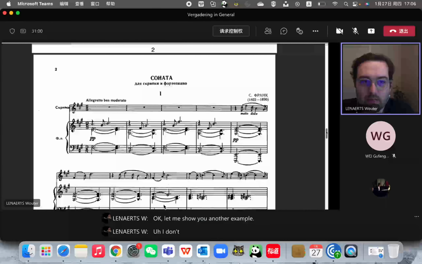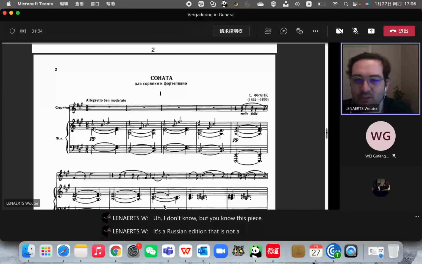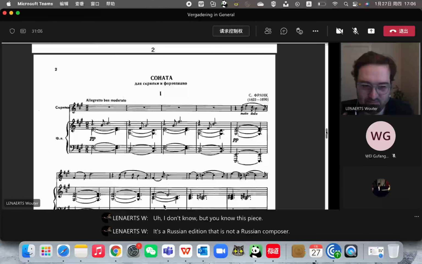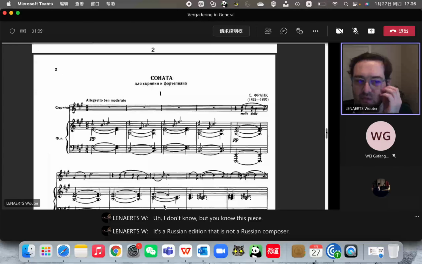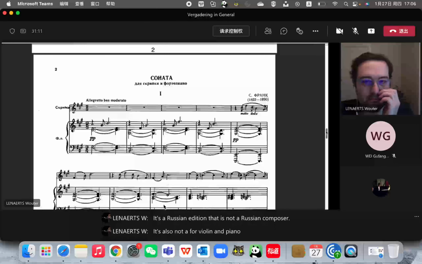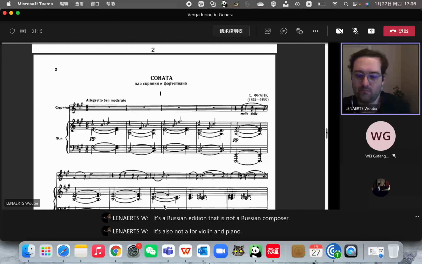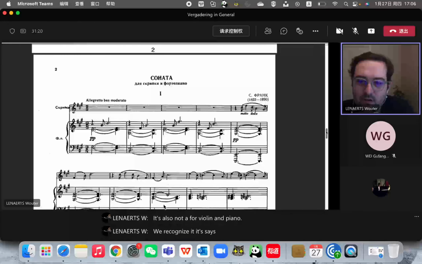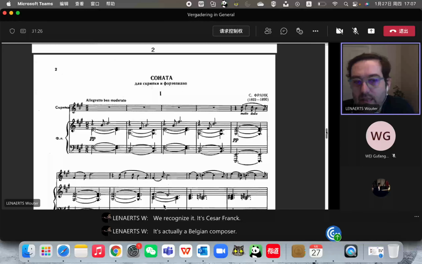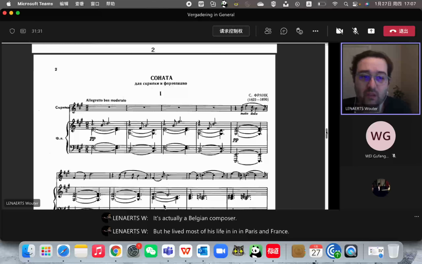Okay, let me show you another example. I don't know if you know this piece. It's a Russian edition, but it's not a Russian composer. It's a sonata for violin and piano by Franck. You recognize it? It's César Franck. It's actually a Belgian composer, huh? But he lived most of his life in Paris, in France. So let's have a look.